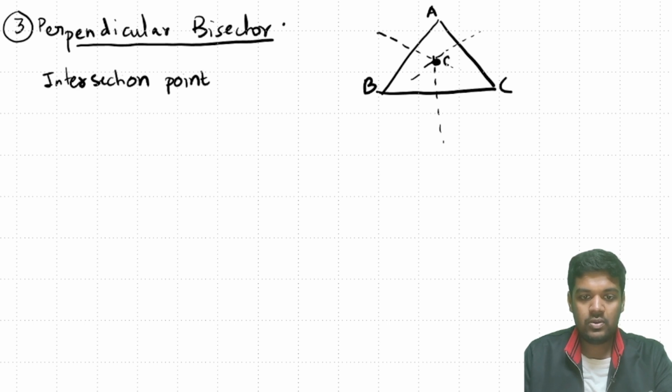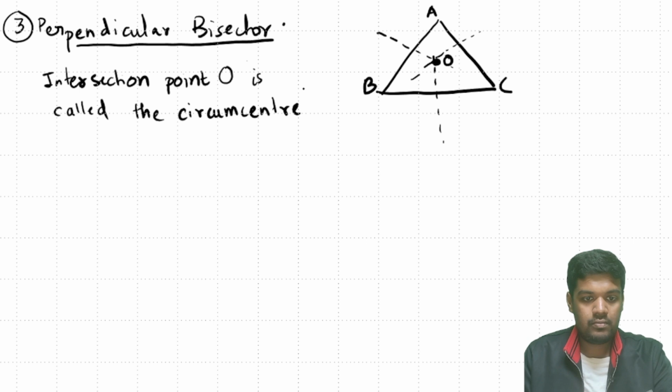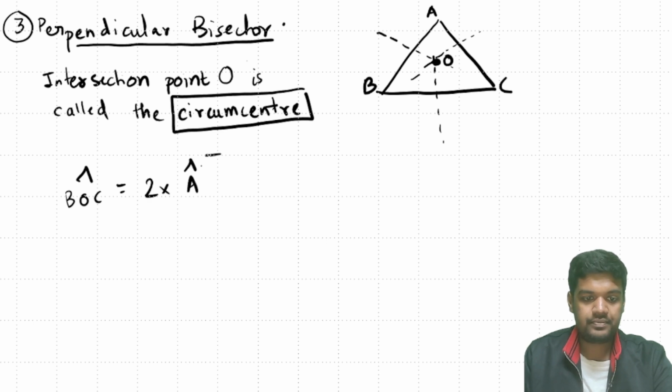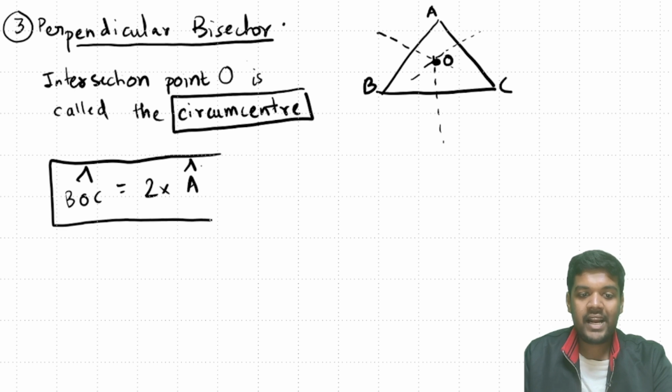let's call it O. Intersection point O is called the circumcentre. Right. So there is also an important property with respect to circumcentre, that is angle BOC equals 2 into the vertex angle. So angle subtended at the circumcentre is twice the vertex angle. This is an important property of a perpendicular bisector.